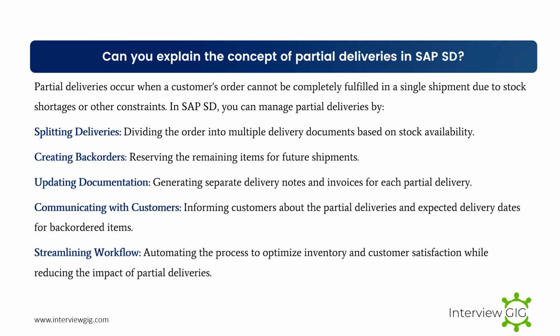Can you explain the concept of partial deliveries in SAP SD? Partial deliveries occur when a customer's order cannot be completely fulfilled in a single shipment due to stock shortages or other constraints. In SAP SD, you can manage partial deliveries by splitting deliveries, dividing the order into multiple delivery documents based on stock availability. Creating backorders, reserving the remaining items for future shipments.